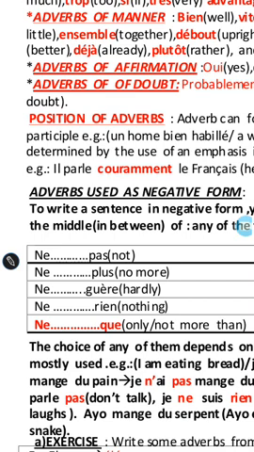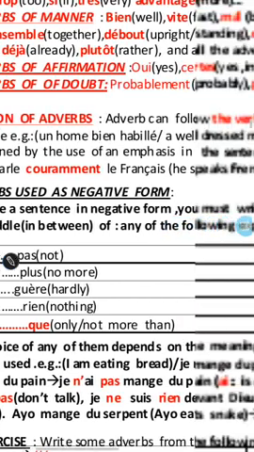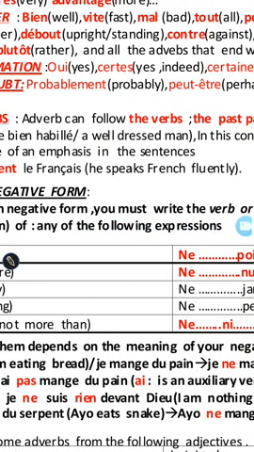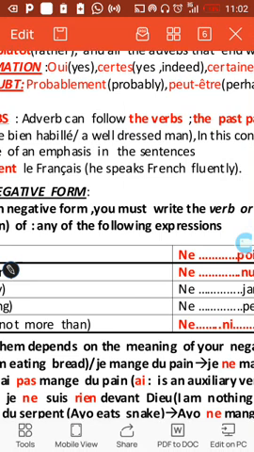Ayo mange du serpent, Ayo eats snake. In negative form, we have Ayo ne mange pas du serpent. Ayo does not eat snake.